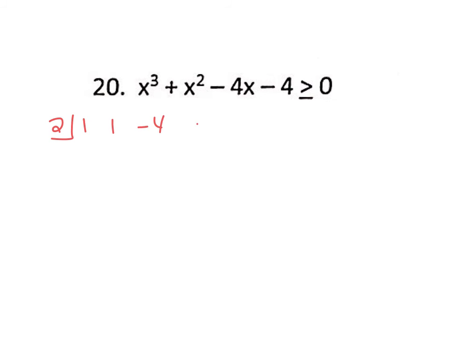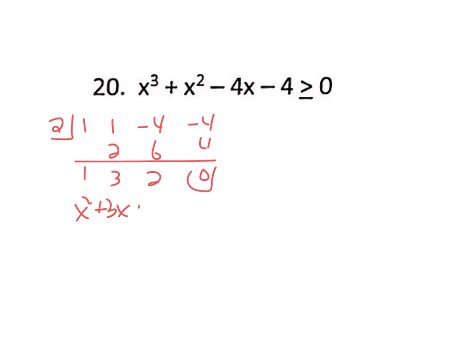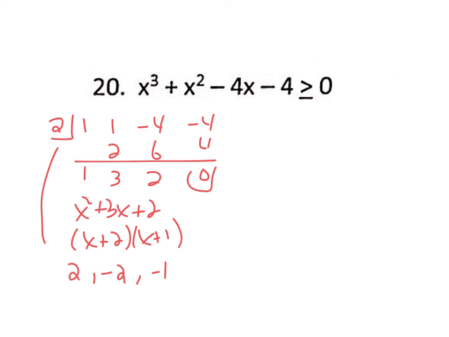Now, if you want to be honest, you can do the whole thing on the calculator. I can just do the 0 function, do left bound, right bound, and find them. 2 works. That leaves this, x squared plus 3x plus 2. Factor that. That's x plus 2, x plus 1. So here are my zeros. I got a 2, a -2, and a -1. The 2 came from up there, the -2 and the -1 from there.